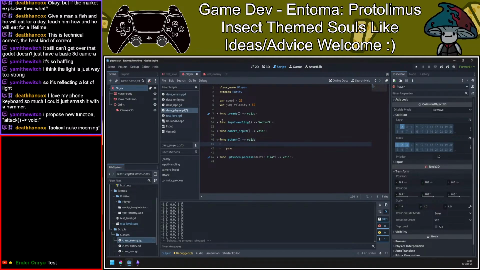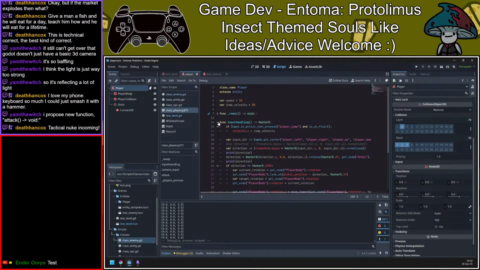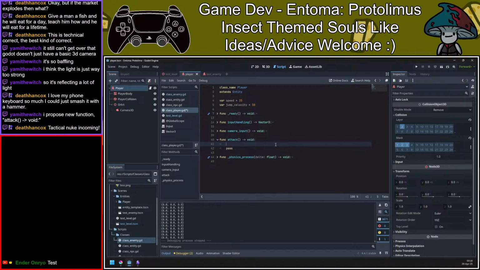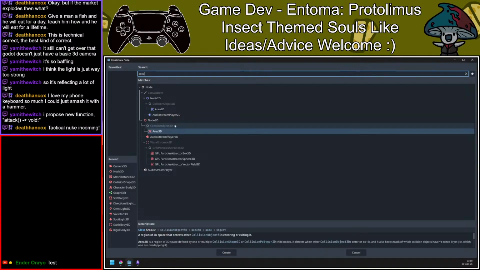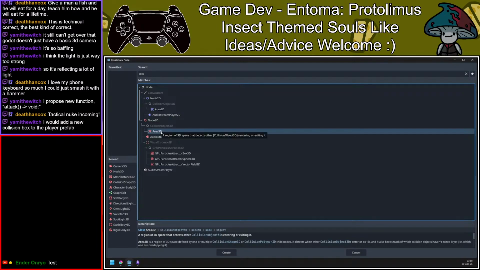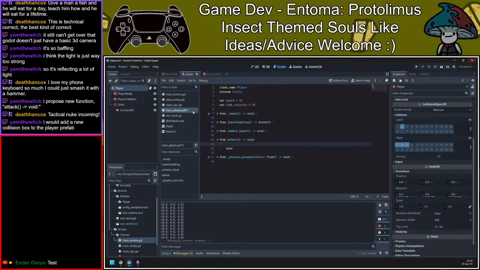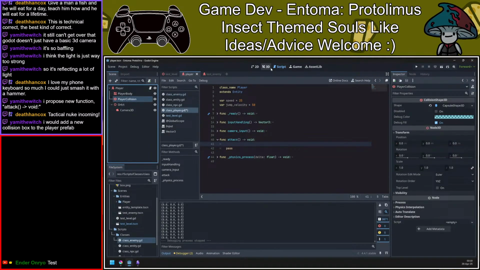Okay, so Area3D probably. A new collision box on the player prefab? For what reason? The player doesn't need to detect enemy attacks just yet.